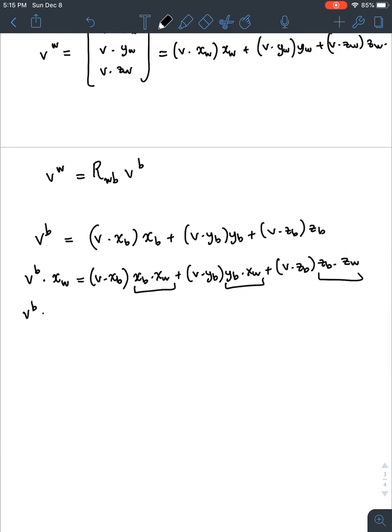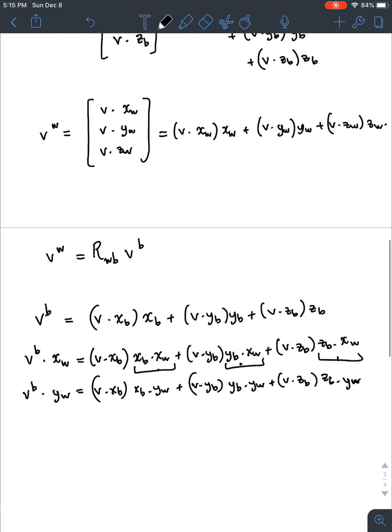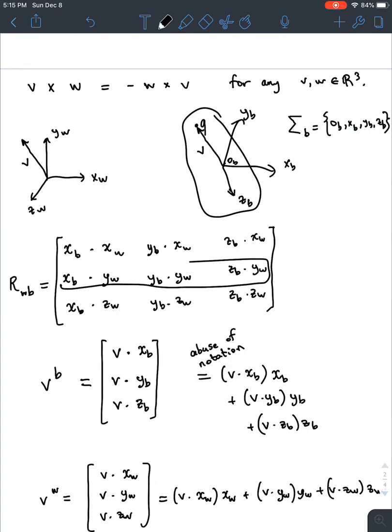Similarly, if I take vb dot yw, I'm going to get v dot xb dot yw plus v dot yb dot yw plus v dot zb dot zw. Oh, okay, I made a mistake here. This should have been xw. This should have been yw. Sorry about that. Now again, the ones that are marked are the first row. The ones on the second row, they are exactly these numbers.